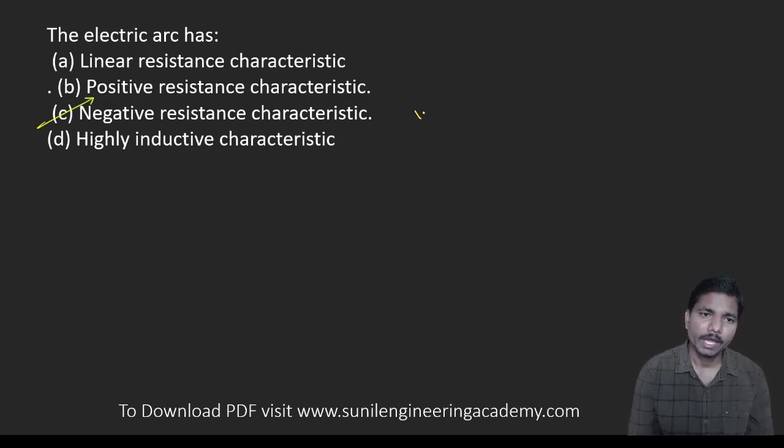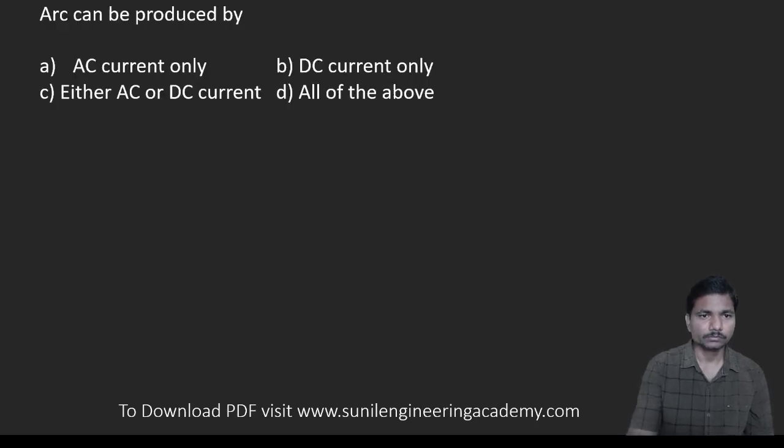Why? Because as voltage decreases, current increases, inversely. So that means negative resistance characteristics. The arc can be produced by dash. The arc can be produced by AC current or DC current, either AC or DC.